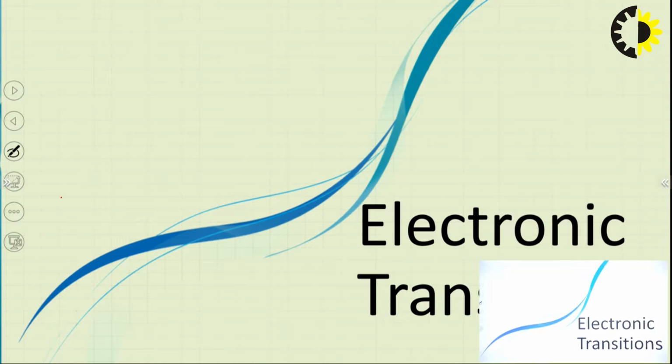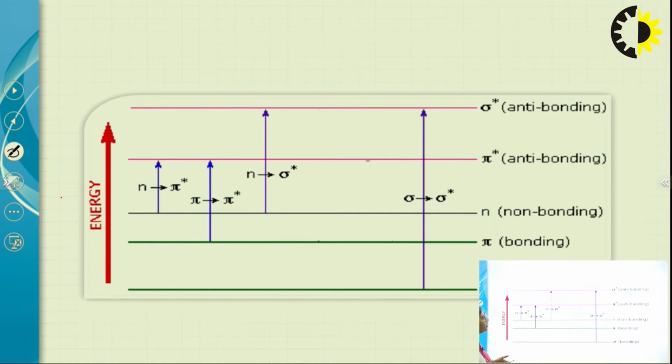Next, coming to the type of electronic transitions, as I have already said, there are three types of electrons involved. Therefore, the electronic transitions will also depend on these three types of electrons. Here you can see there is a sigma electron, pi electron and non-bonding electrons. Since the sigma bond is the most stable bond, the energy of these sigma electrons is going to be minimum.